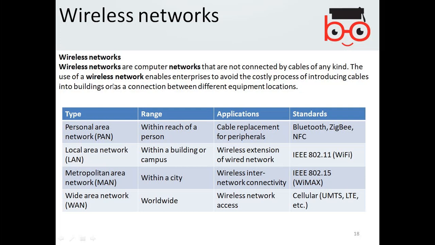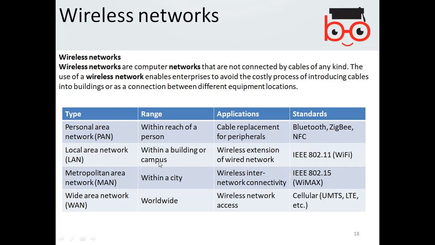The use of a wireless network enables enterprises to avoid the costly process of introducing cables into buildings or as a connection between different equipment locations. So the types of wireless networks, for example, the personal area network, is a range within reach of a person. Cable replacement for peripherals, Bluetooth and Zigbee, these are the standards. Local area network is within a building or a campus.